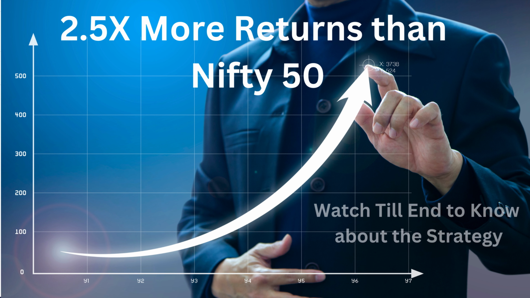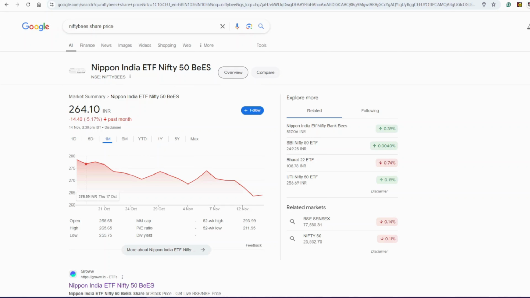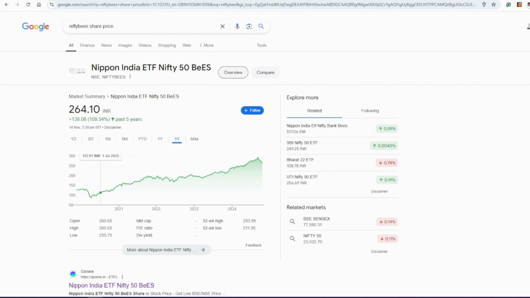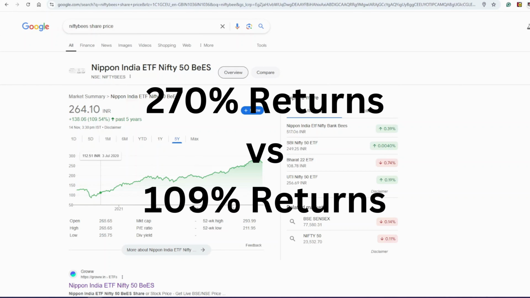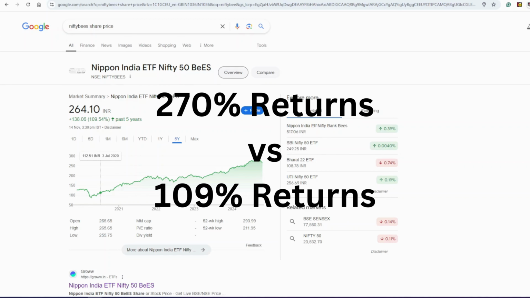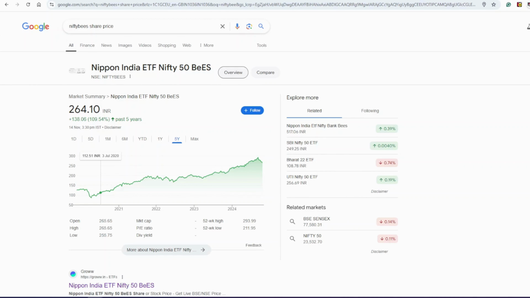Do you want to know a Nifty 50 ETF strategy which is giving us 2.5x more returns than Nifty 50? The Nifty 50 is in downtrend. That is, in the last 1 month, it has gone down by minus 5.17%. But in the last 5 years, it has given us a very good return, that is 109.54%. But the strategy which I will be talking about today gave us around 270% return in the same time period, that is in the last 5 years.